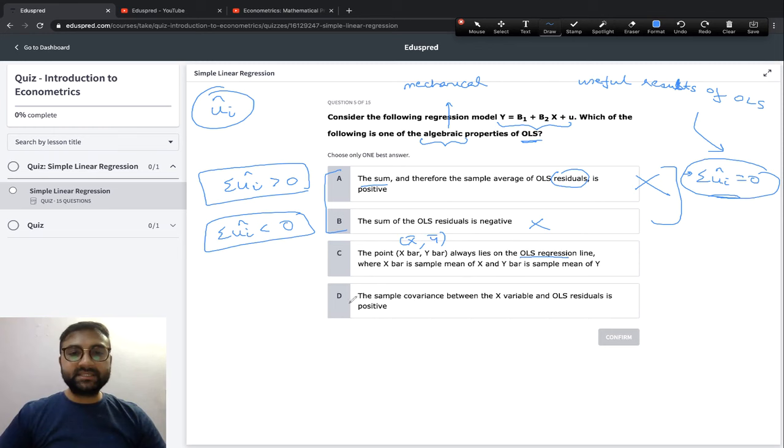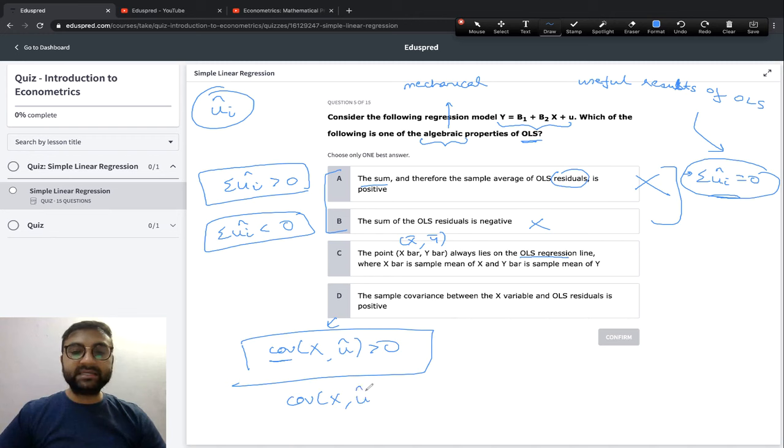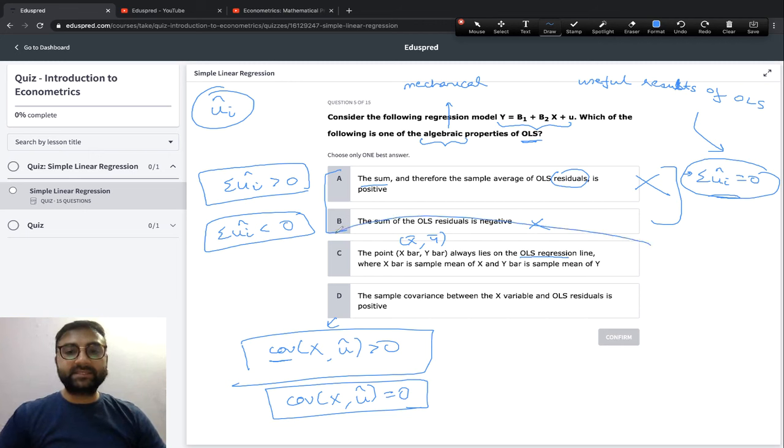And part D says the sample covariance between the x variable and the OLS residuals is positive. First, let's talk about part D. In part D, we are saying that the covariance between the x variable, so this COV means covariance, between the x variables and OLS residuals, that is u hat, is greater than 0. Well, this is false because the covariance between x and u hat is equal to 0. This is also one of the useful results of OLS. The right answer is part C.